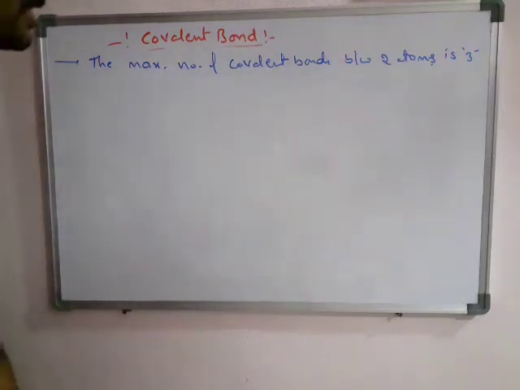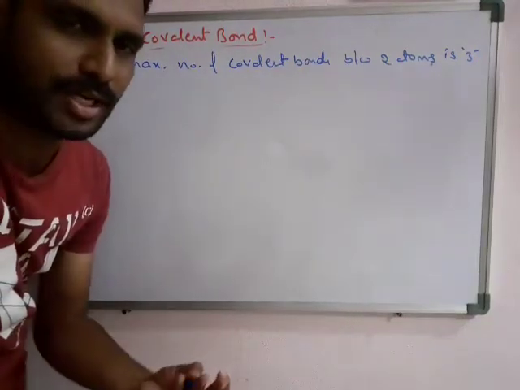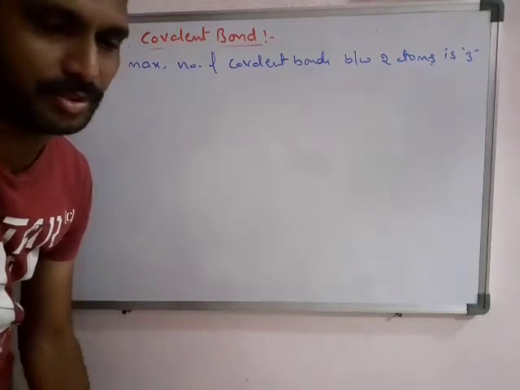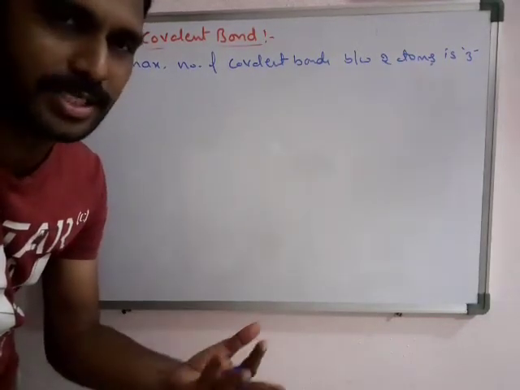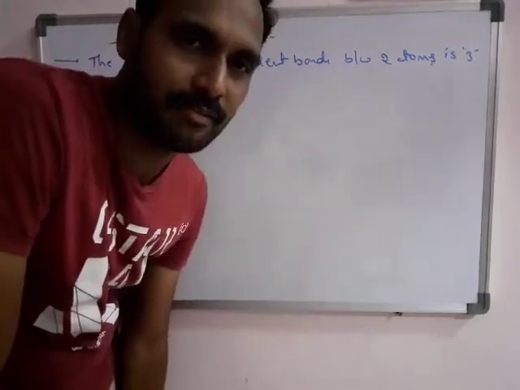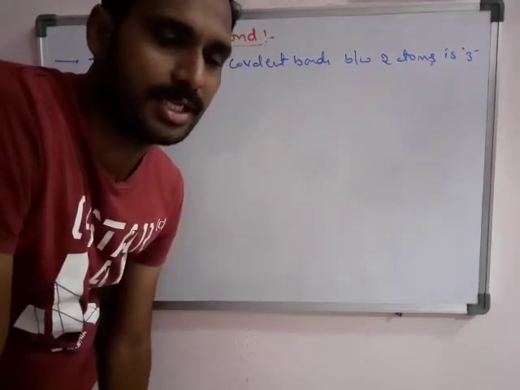So what happened? The sharing of electrons. By sharing electrons, they will get their nearest noble gas configuration. Why do they share electrons? We said at the start, that is only to get the 8 electrons in their valency shell.